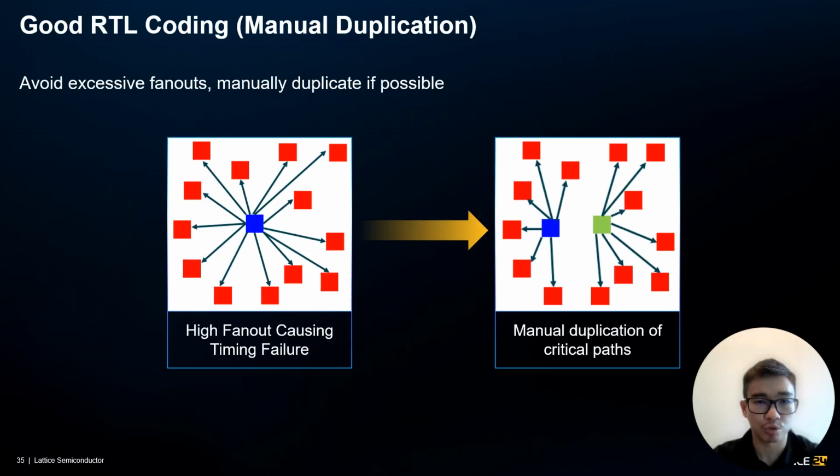The diagram here shows how manual duplication on high fan-out signals could help in timing closure. On the left, the blue box is a source register with large number of fan-outs, and those that are placed further away would fail to meet timing. Now, by manually duplicating the registers as shown on the right diagram, the fan-outs have been reduced and the distance to the furthest destination node have also been shortened.